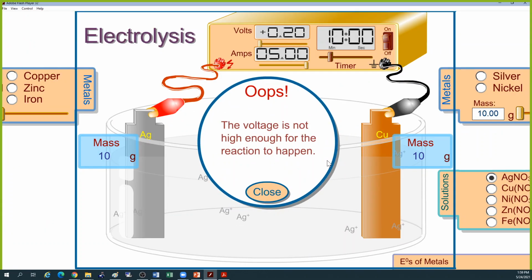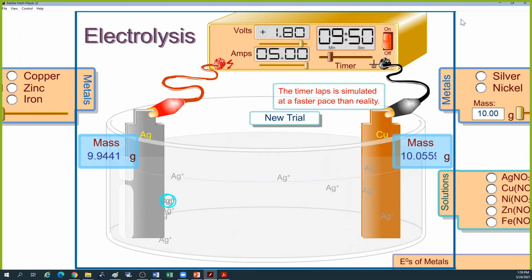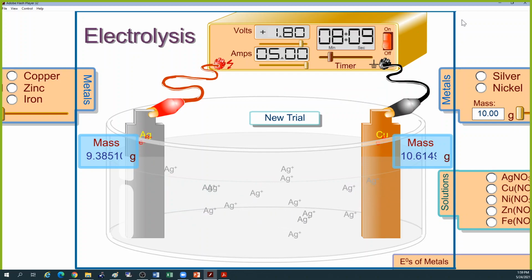Oh, whoops, I forgot to raise the voltage. There we go. So if you're right, the mass on the copper electrode should get up to like 13 and change. And we should see silver on the copper. So it should start turning a silvery color on the surface. Again, this is like what happens with silverware.